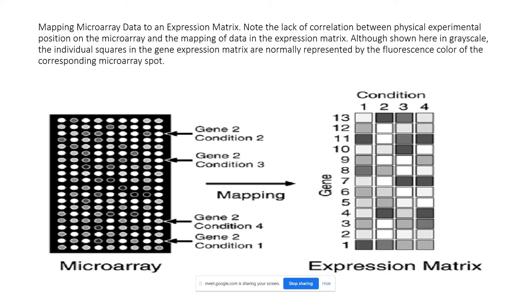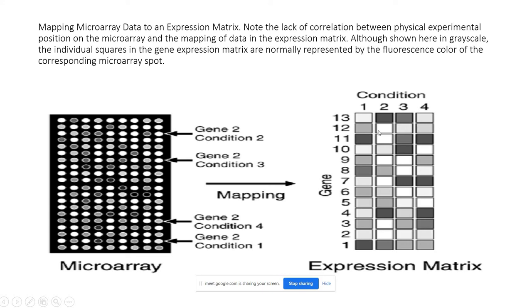Okay, and different conditions are taken. So you can clearly see in the expression matrix, this is the matrix: condition 1, condition 2, condition 3, condition 4. For each gene we can see the expression in the different conditions, 1, 2, 3 and 4. For gene number 12 you can see there is a different expression.